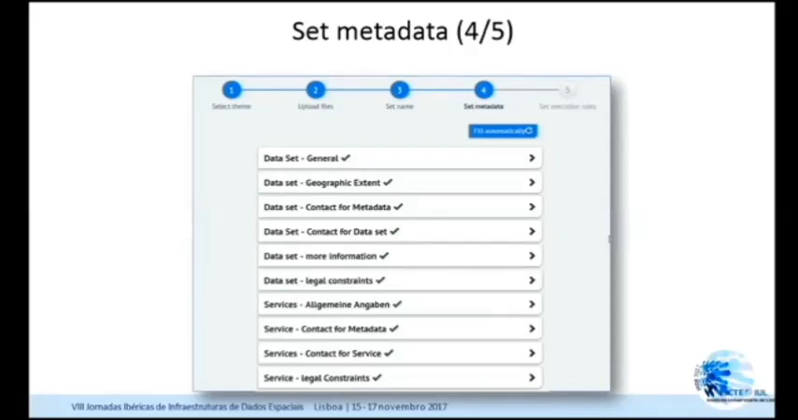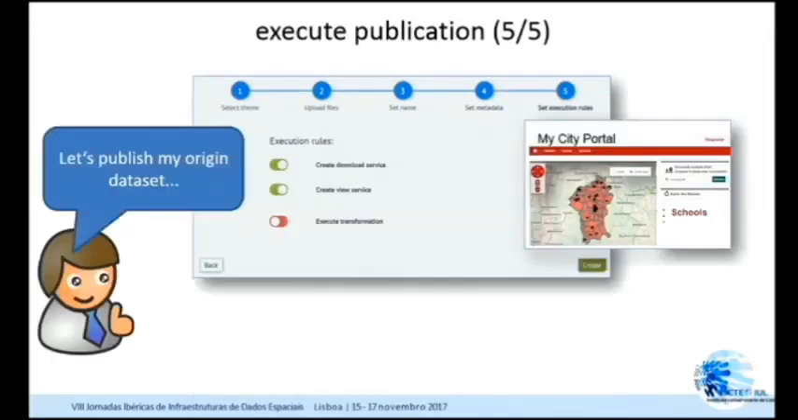So this way, setting up the metadata can be very easy. Now we are already on step 4, and the next step is to actually publish this data. Publishing means to create Inspire conformant view services and download services, along with Inspire conformant metadata, of course.